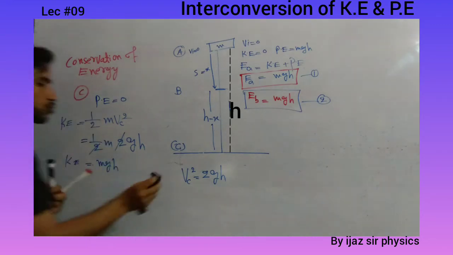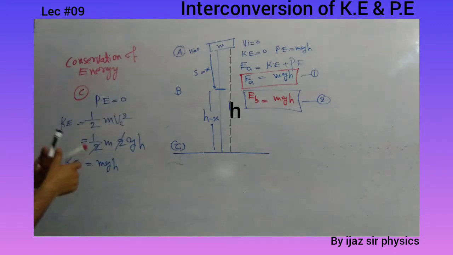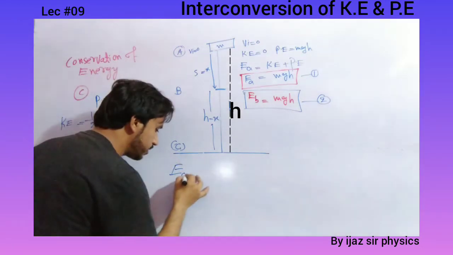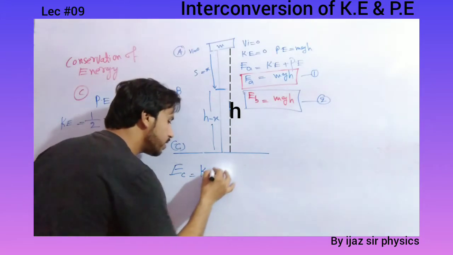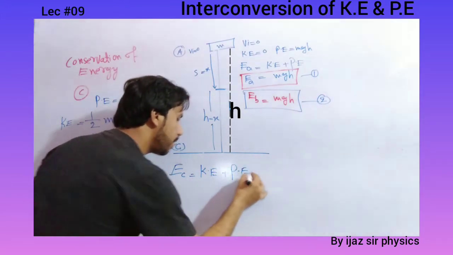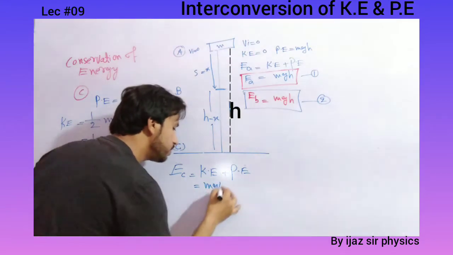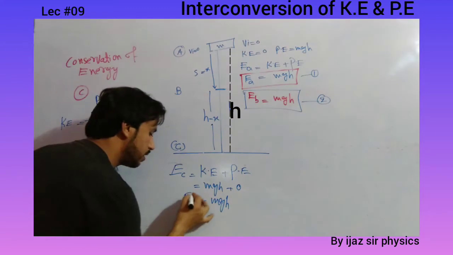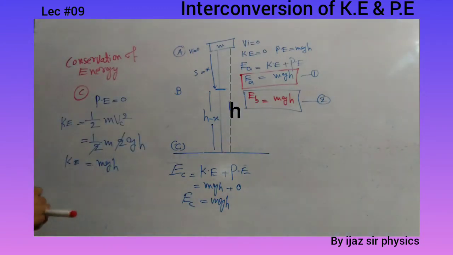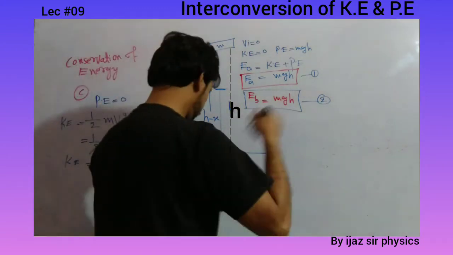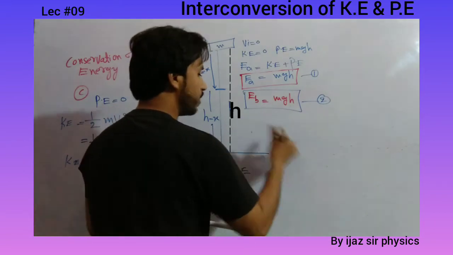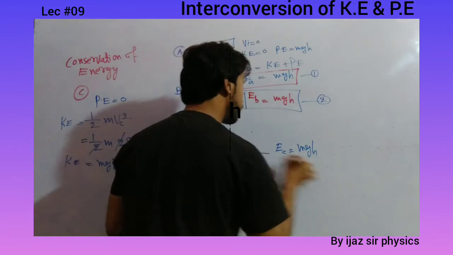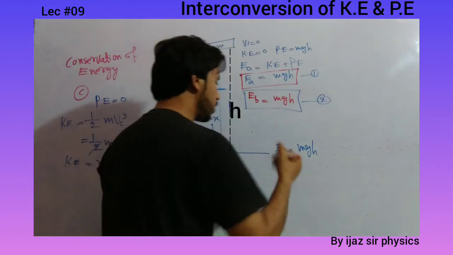Putting values in total energy: what is total energy? Total energy at point C is equal to kinetic energy plus potential energy. Kinetic energy is mgh and potential energy is 0, so this is mgh. This is the total energy at point C. I write here total energy at point C, EC, is equal to mgh.